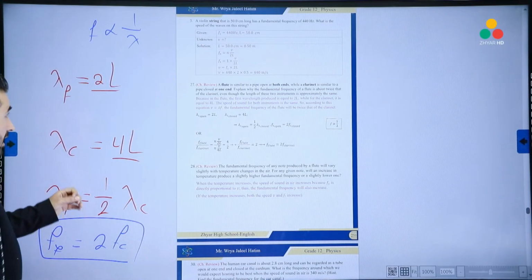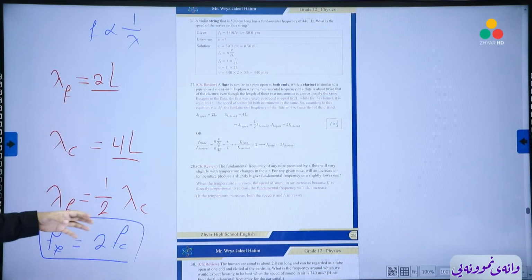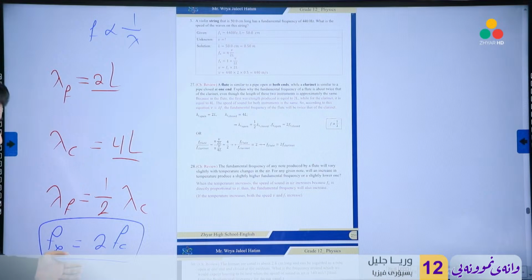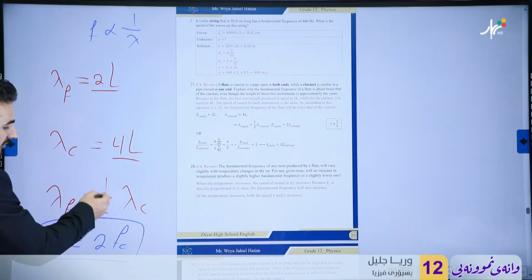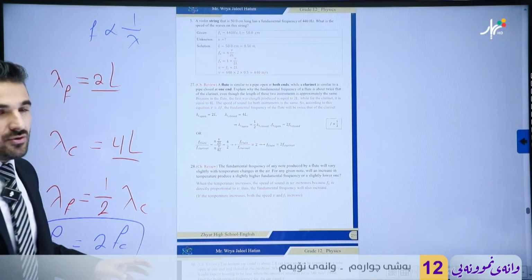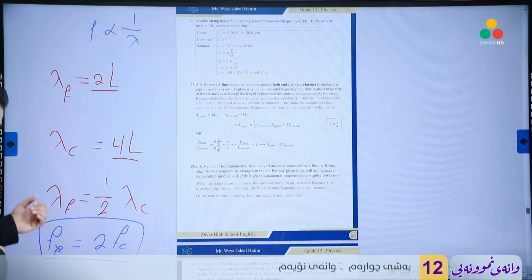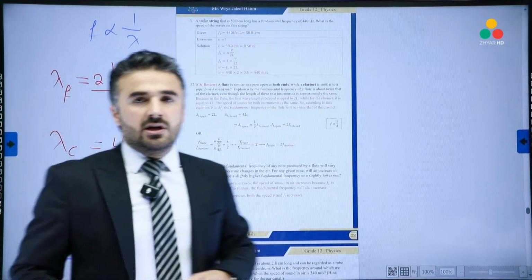So once again, we do know that this is half of this. If that is the case, then the frequency, because frequency is inversely proportional to the wavelength, must be twice. That is one way to do that, and of course that is the answer. You can see here the frequency of the flute is twice that of the frequency of the clarinet. That is one way to solve this.